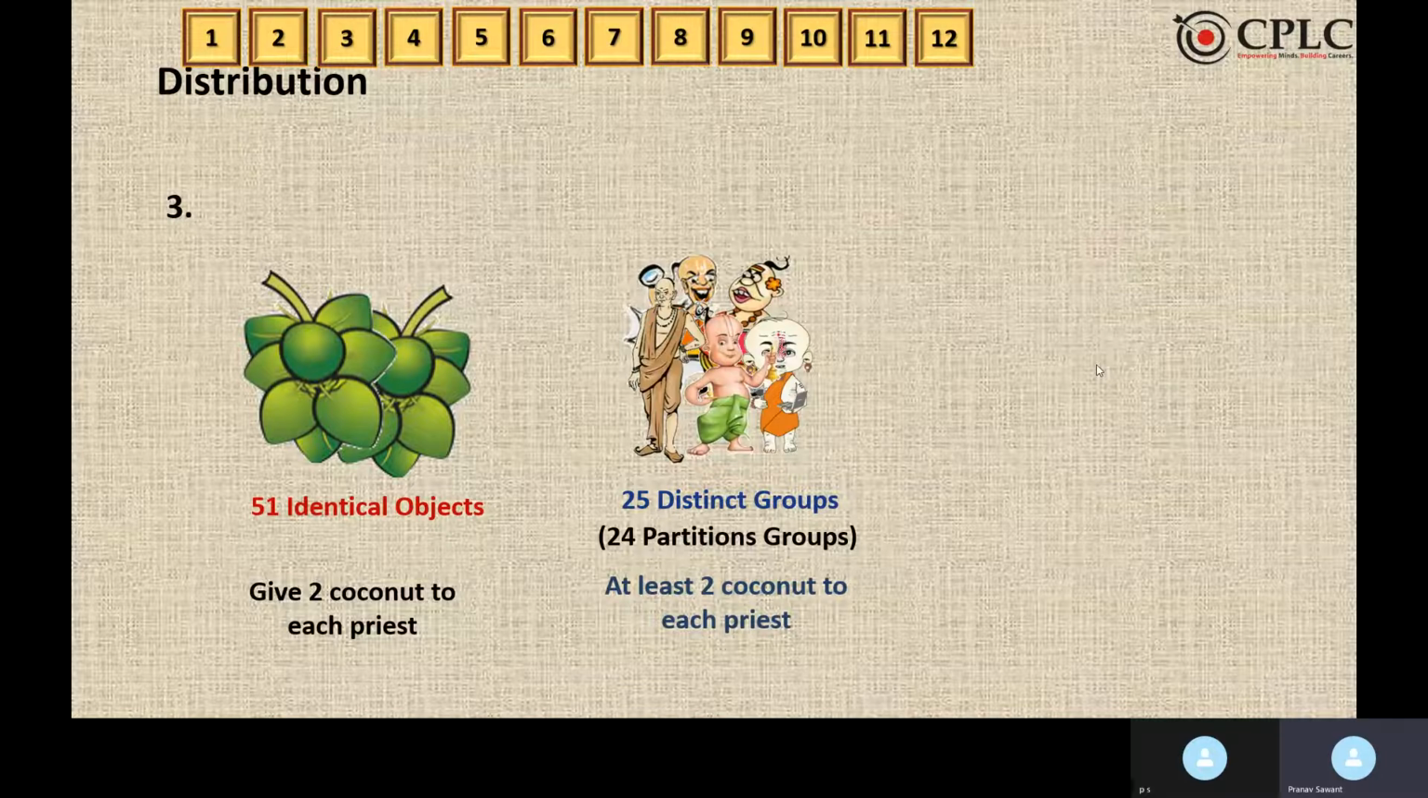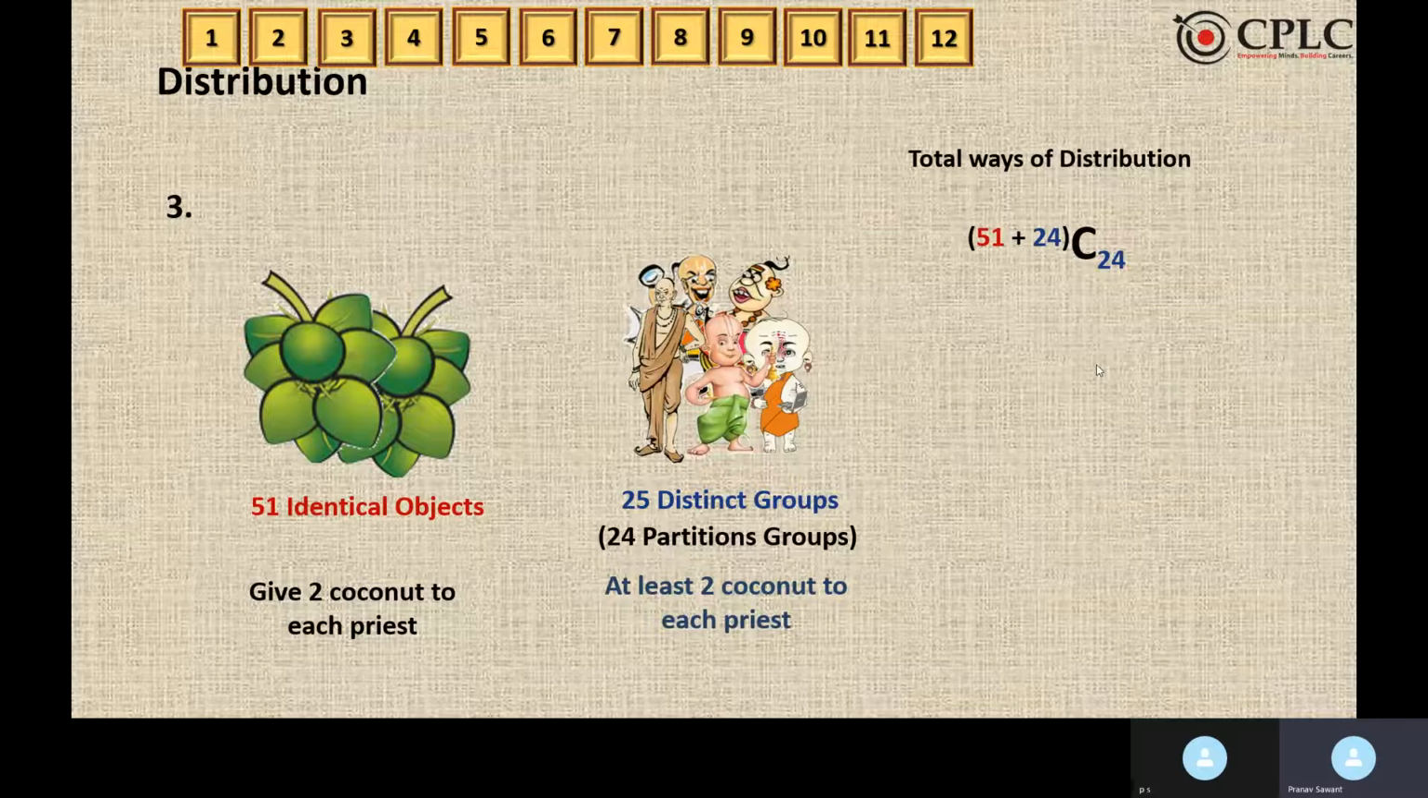Out of 101, 50 coconuts are already distributed. That means now we need to distribute 51 identical objects to 24 groups. So 51 plus 24, C24 is going to be the answer.